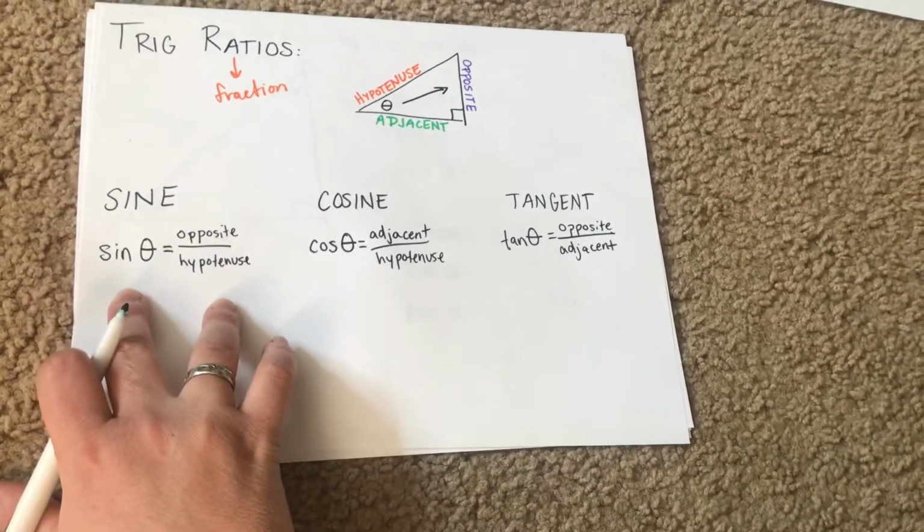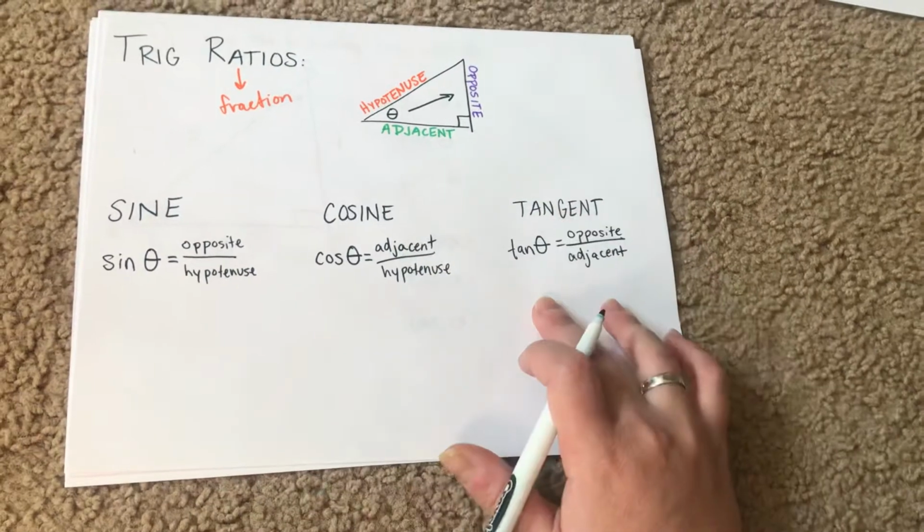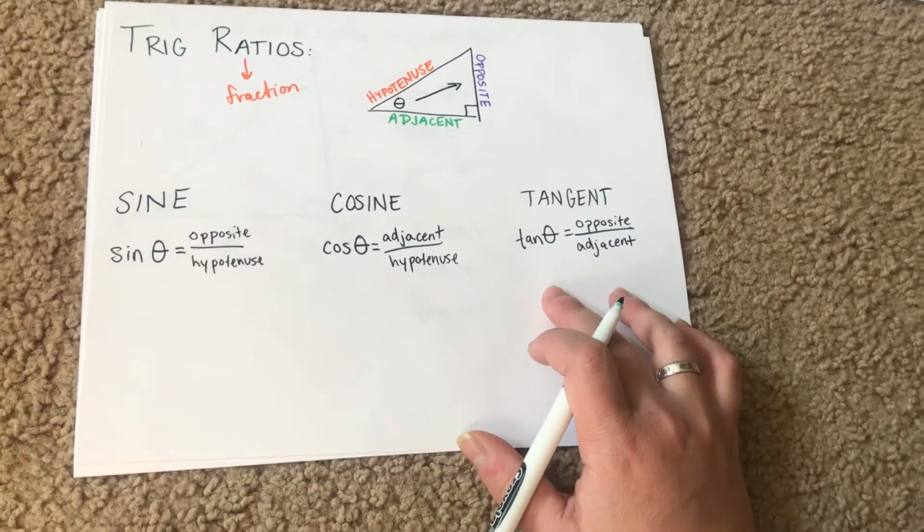Sine theta is opposite over hypotenuse. Cosine theta is adjacent over hypotenuse. Tangent theta is opposite over adjacent.